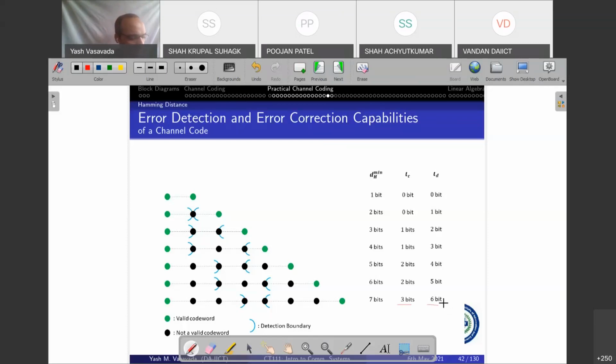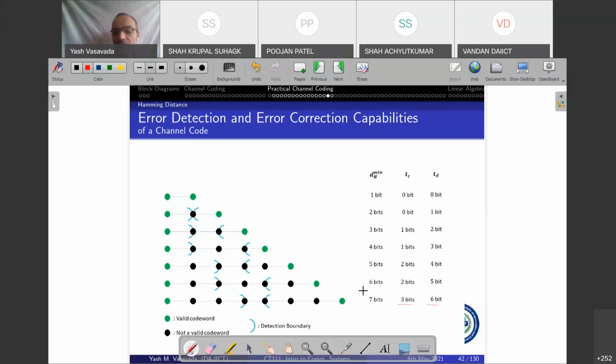Okay. So this is kind of a visualization of the powerfulness of the channel coding scheme. Powerfulness here is defined in terms of TC and TD. Obviously, the bigger these numbers are, the better it is. The channel code becomes more and more powerful.